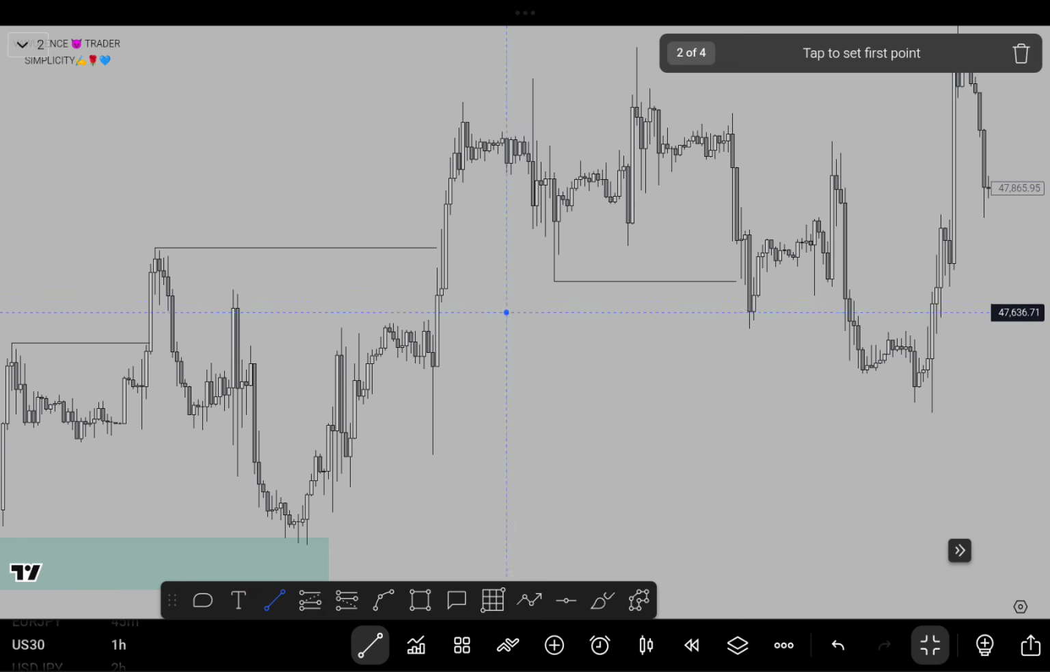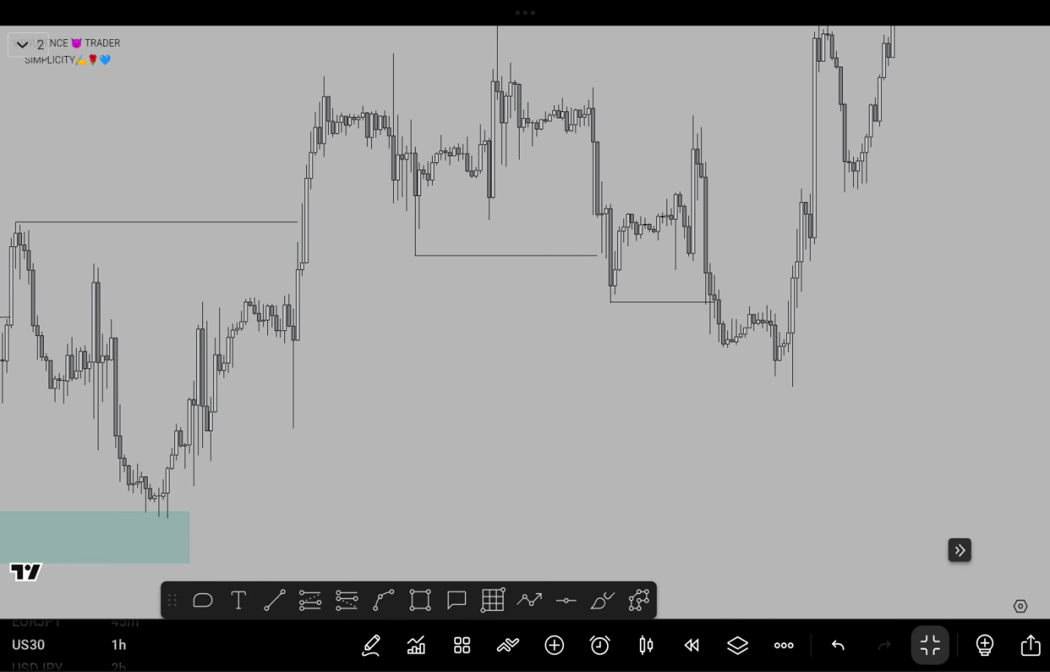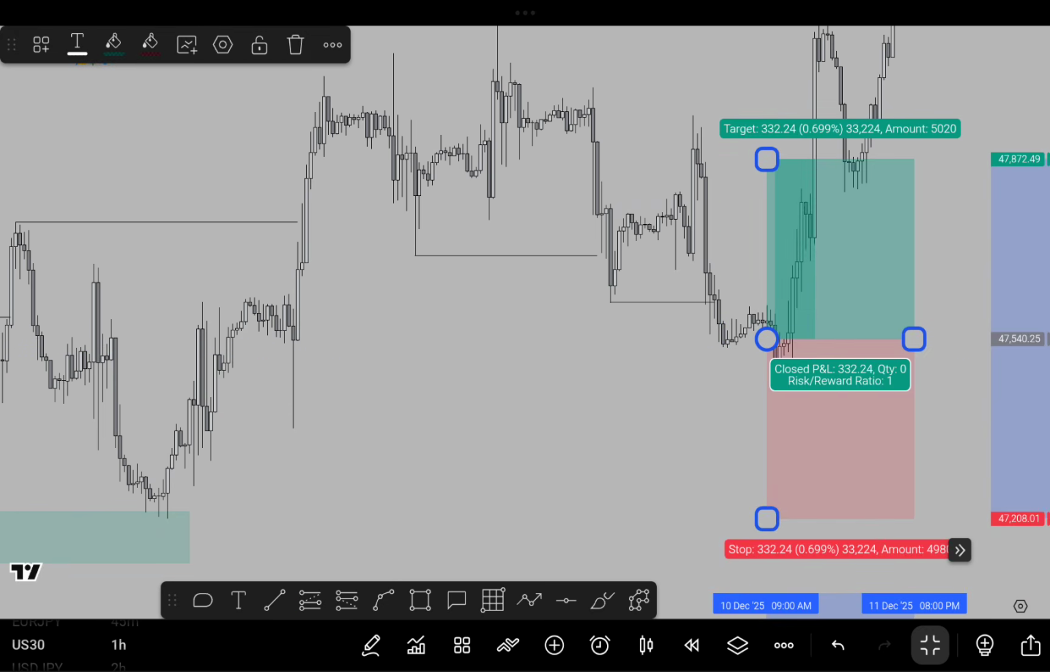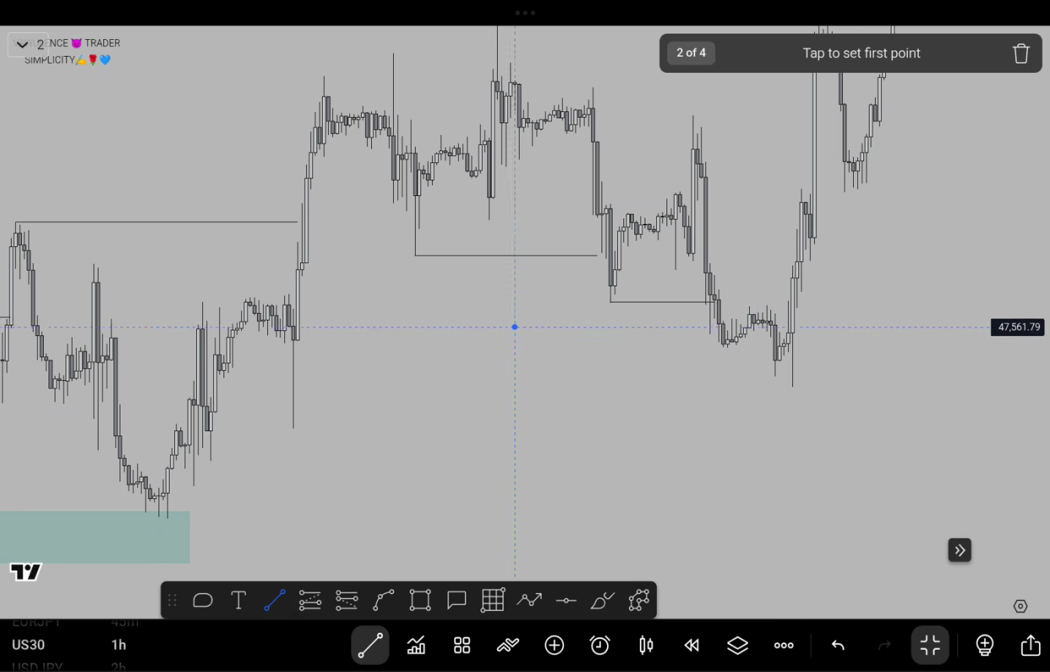So now this is our second break of structure. You can see all of them closed with a full body candle. Then now this is the third break of structure. You can see the third break of structure.